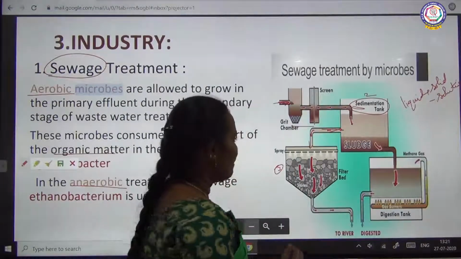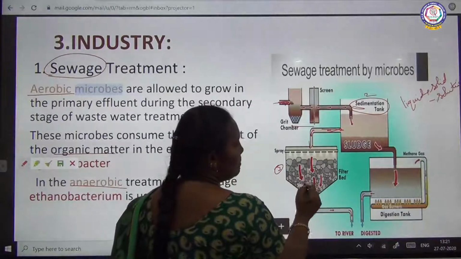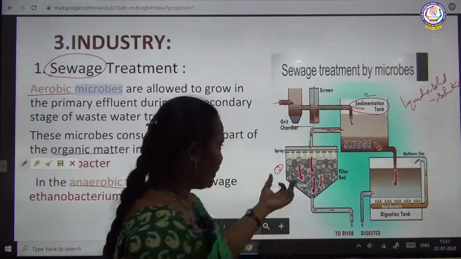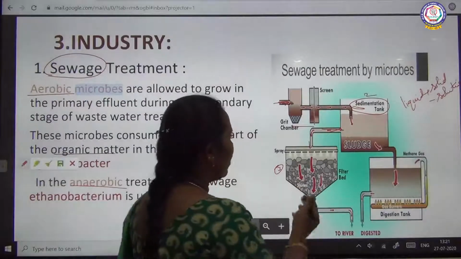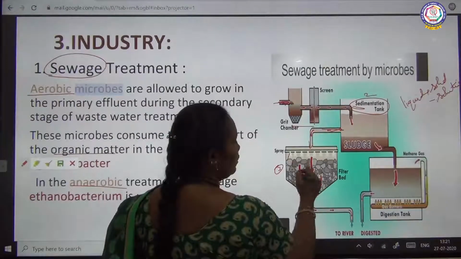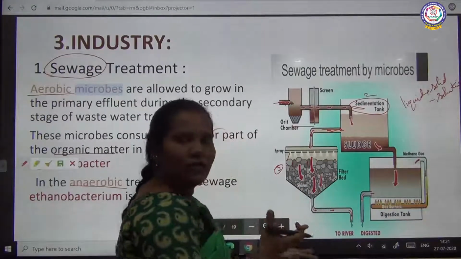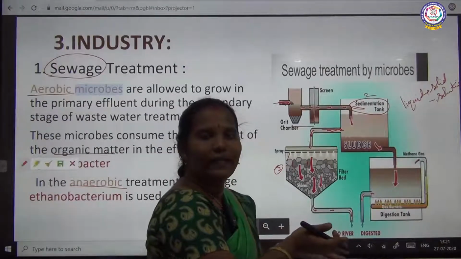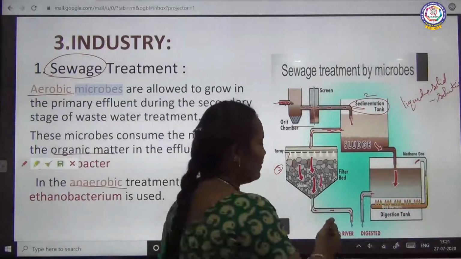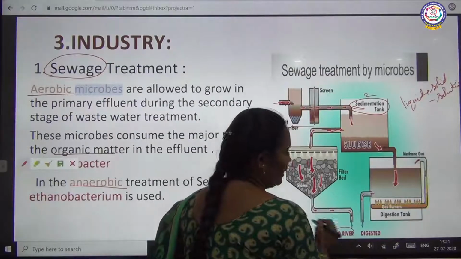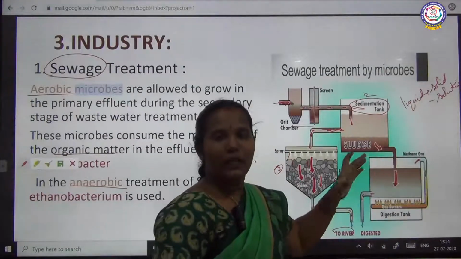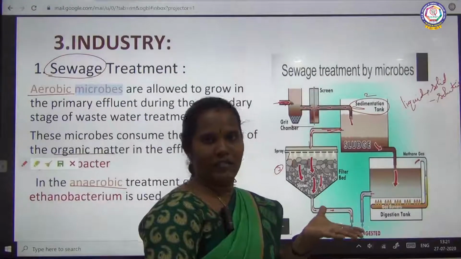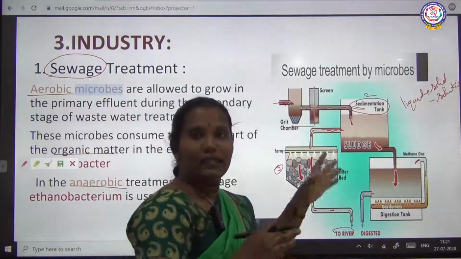Filter tank, what will happen here? See, many pebbles and stones are here. This water will be allowed to go here. These pebbles and stones filter the water again. After that, this water is allowed to go to the river. Then next, the solid particles here have a lot of wastes, so they have to be cleared. This is the main process.